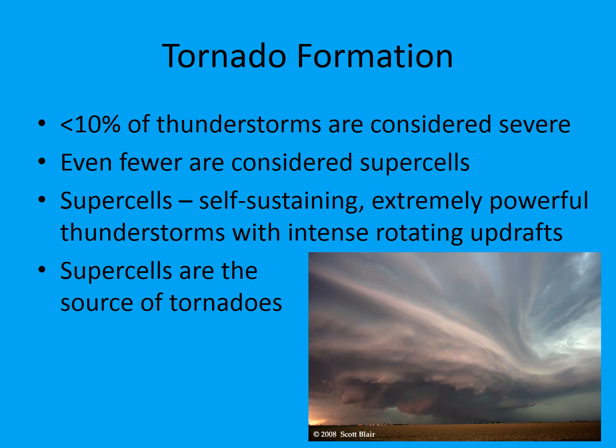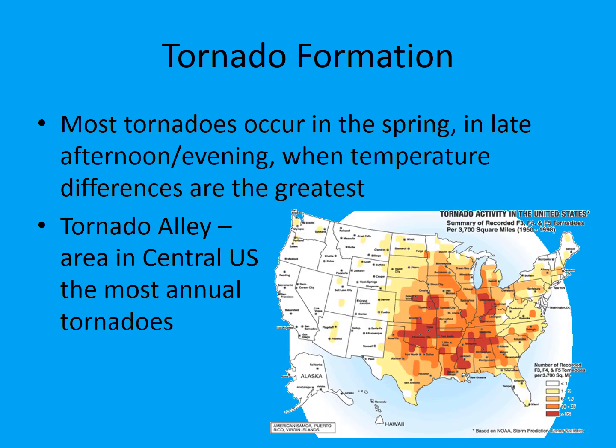Moving on to tornadoes. Now, less than 10% of thunderstorms are considered severe thunderstorms, and then only a few severe thunderstorms are called supercells. And these are really, really powerful thunderstorms that have really strong convection currents. Supercells are the source of tornadoes. So every tornado comes from a supercell, but not every supercell makes a tornado. So make sure we understand that distinction there.